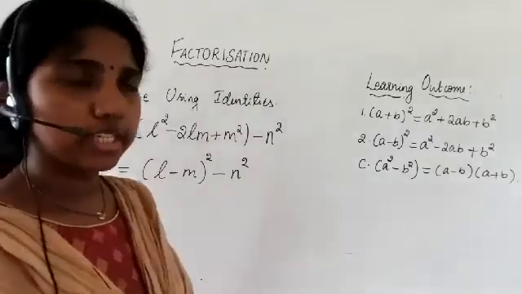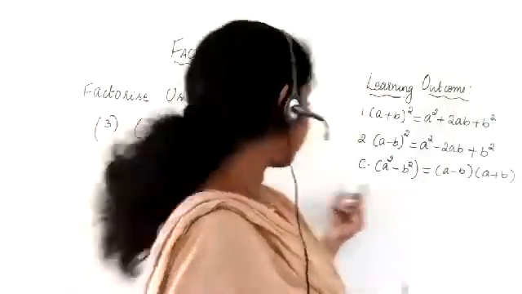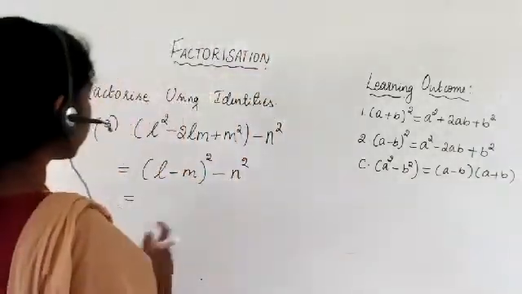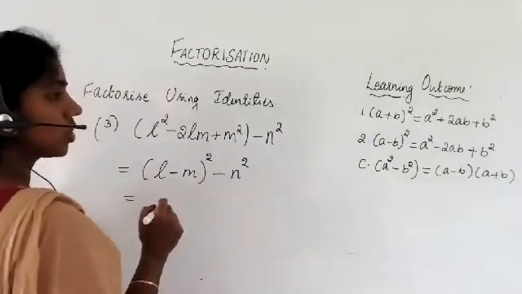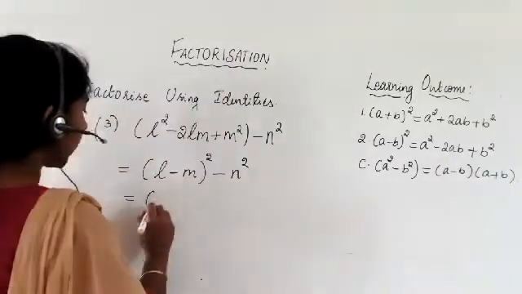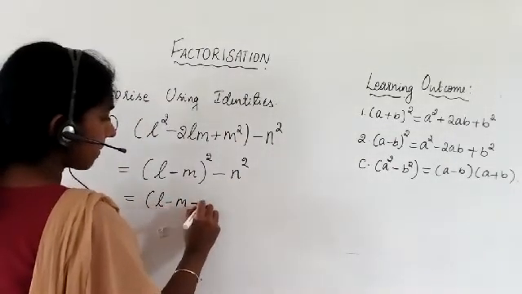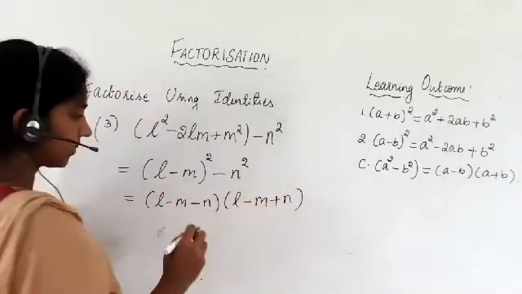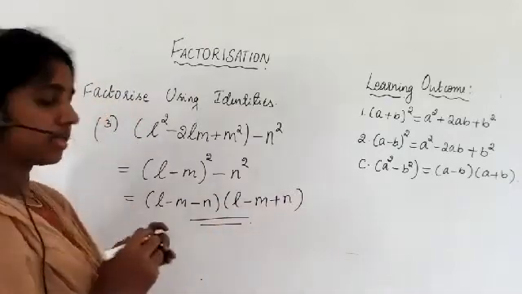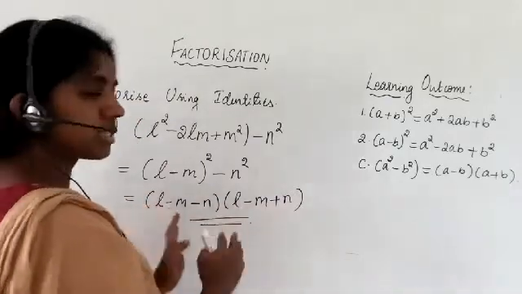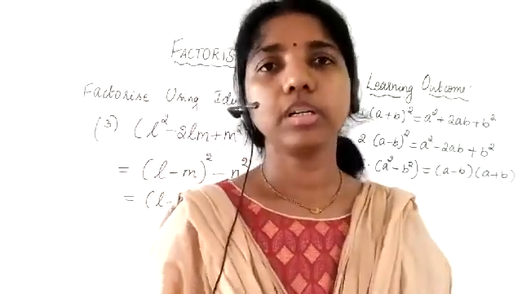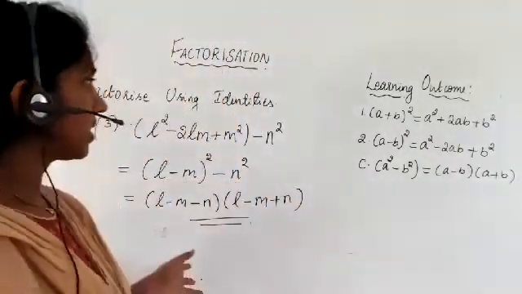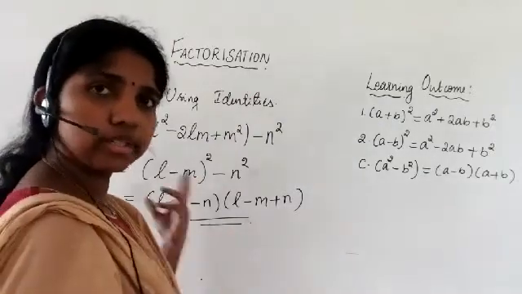Now which identity? Yes, we have to use the third identity because each term is raised to the power 2. So what is that third identity? a square minus b square is equal to a minus b into a plus b. So this is a minus b, a plus b. So this is your final answer. This is how we factorize. In factoring, we have written this as a product of two terms. So this is how we factorized using two or more identities. This is using two identities.